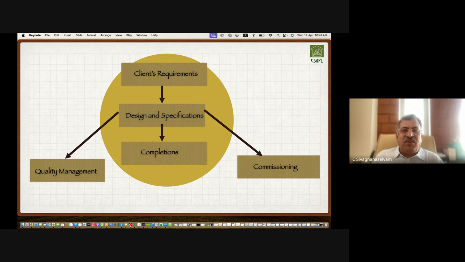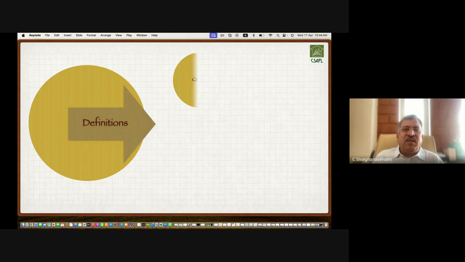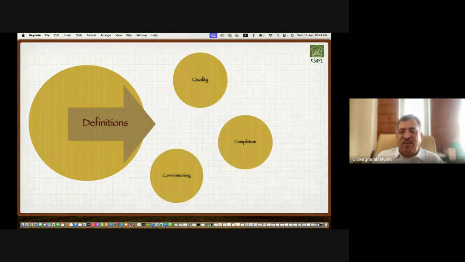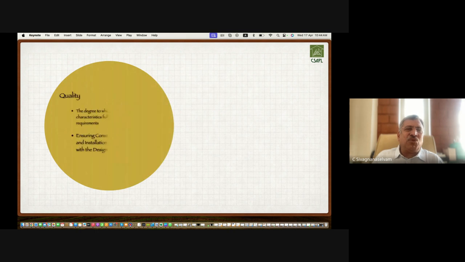Okay. So now, the definitions of quality, completion, and commissioning. What does quality mean? What does completion mean? And what does commissioning mean? So let us go one by one.